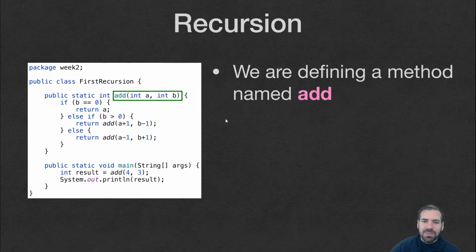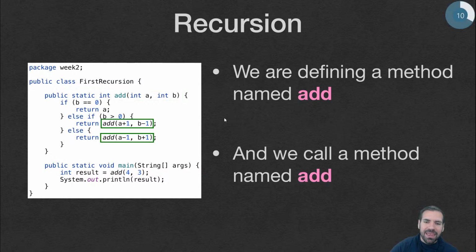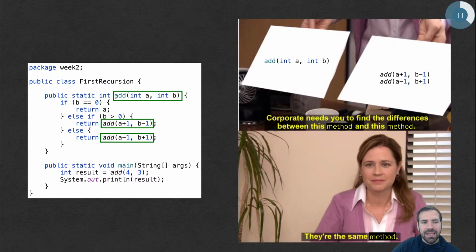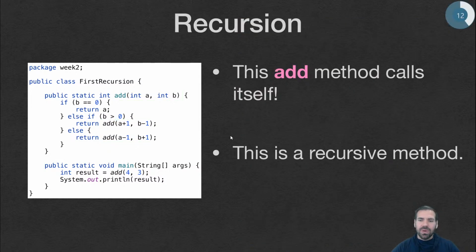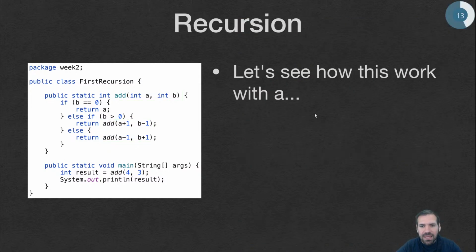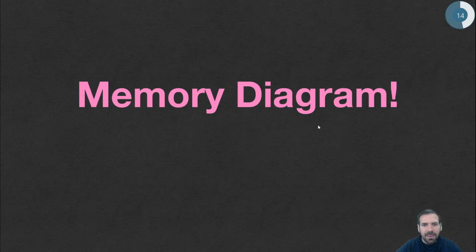We have to add a plus b. And in the definition of this method, we're calling a method named add. And these are the same method. This is a method that calls itself. This is a recursive method. They are the same method. So let's see how this works with a memory diagram.